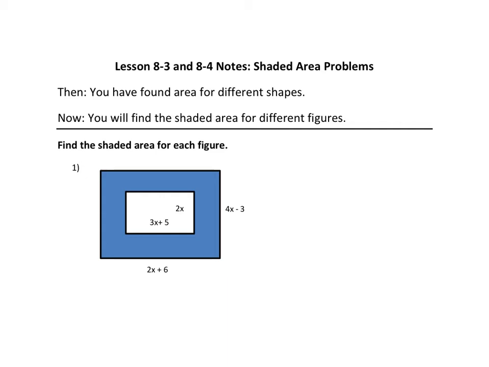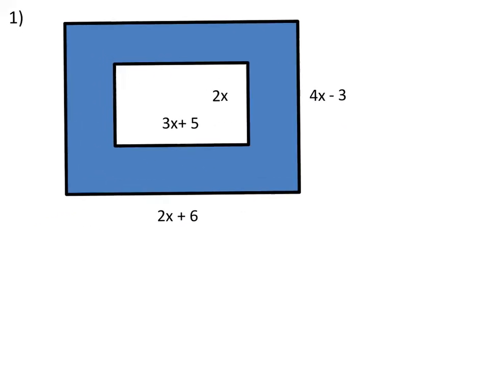All right, we're going to be doing lesson 8.3 and 8.4 kind of combined here because we're going to be looking at shaded area problems. So we have been finding different areas of different shapes, and now what we're going to look at is what happens when you have something like a rectangle and they cut out maybe another rectangle in the middle of it. Okay? All right. So on number 1 here, find the shaded area.